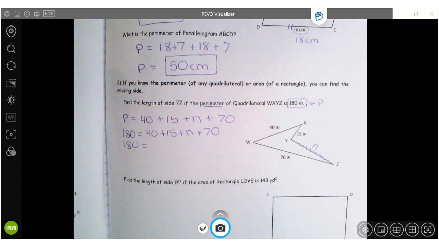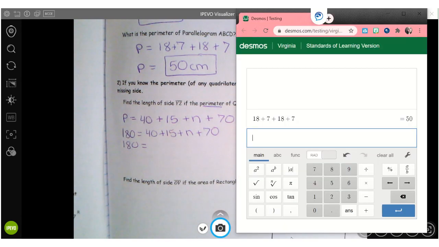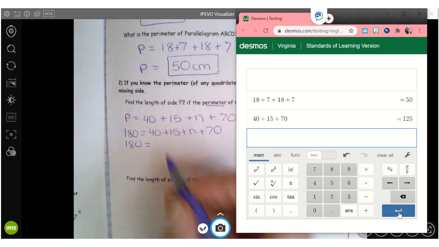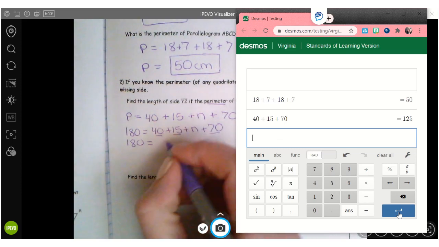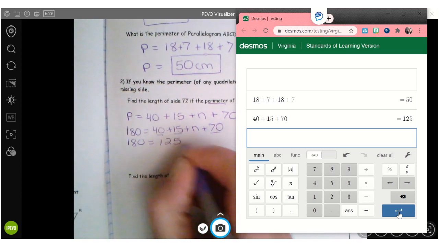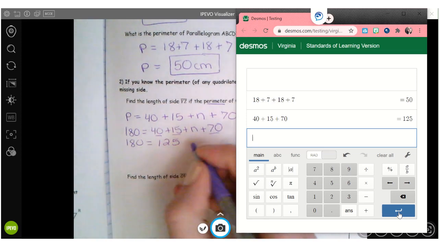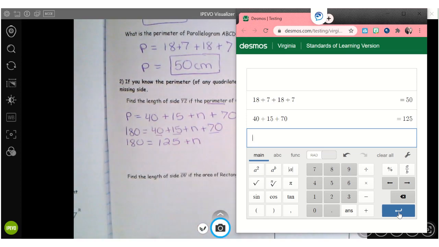So I'm going to have to add up, I'll do this in Desmos, 40 plus 15, I don't know what N is yet so I'm going to skip that, plus 70. I'm adding up the sides that I do know, which gives me 125. So 125 for those other three sides, plus whatever the value of N is, would have to equal 180.